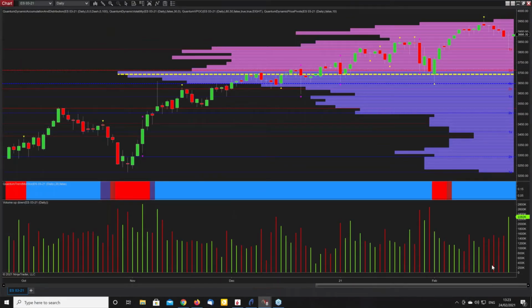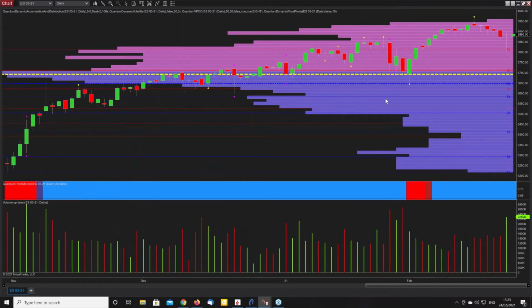Exactly the same principle on the ES, which is the S&P 500. The market plunged, recovered. It closed pretty much at par on the ES. Ton of volume underneath, lots of buying in there. There has to be, because if this volume here were all selling volume, then this candle would have closed on the low of the day. It hasn't. It's closed pretty much at the open of the day.